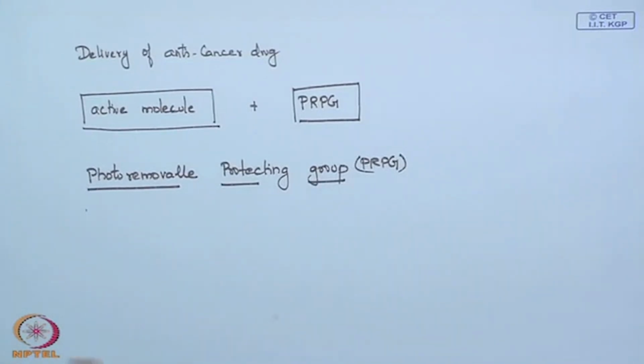What is this photoremoval protecting group? What it means? Basically, we know about protecting groups, right? You have a functional group, you have two or three functional groups. You want to protect one functional group and then carry out some reaction on another functional group, and later on you do an acid or base cleavage and remove this group to retain the functionality of the molecule, right.